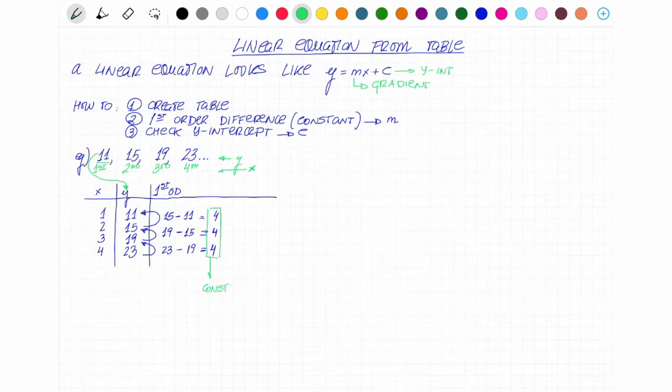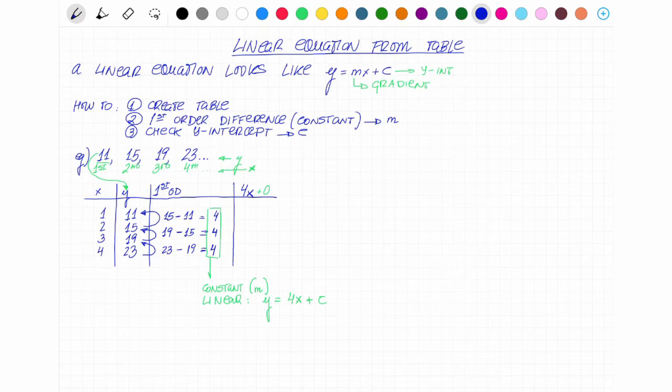So in the moment I see a constant here, I know that's my gradient, and I know that this linear follows a format that I know. It's going to be y equals 4x, because I know the number now, plus c. Now we want to check for c, for the y-intercept. So we ask ourselves, what if we only had 4x? So our y-intercept, not that we write it, would be a 0.